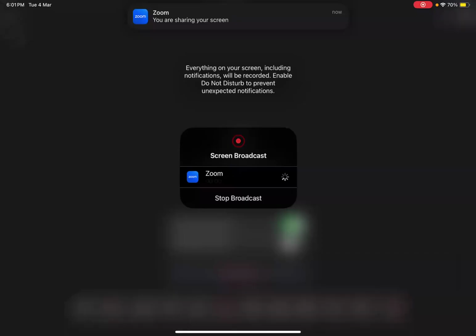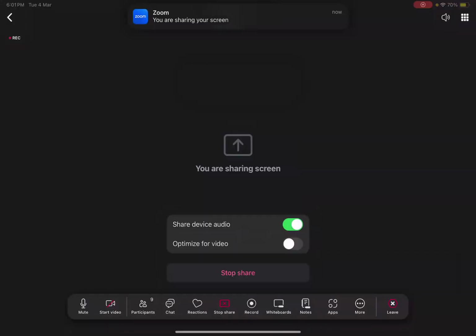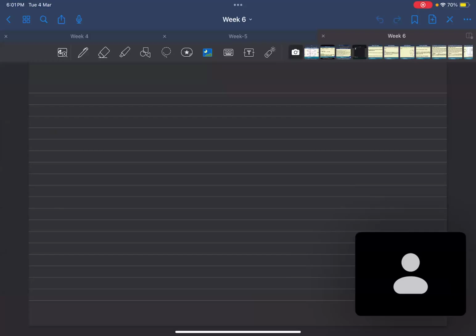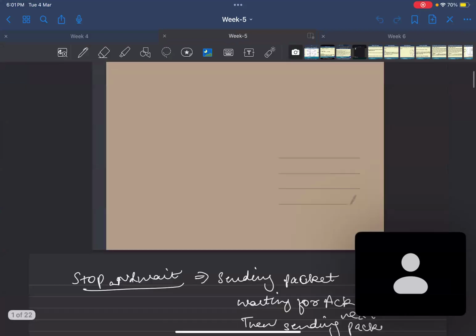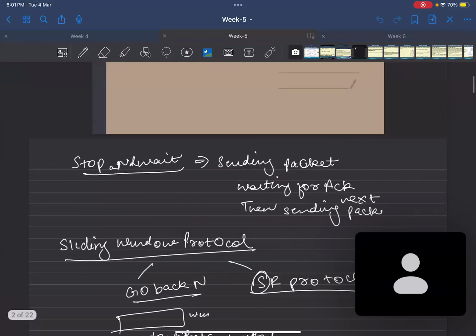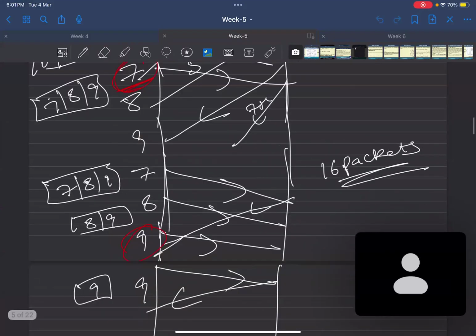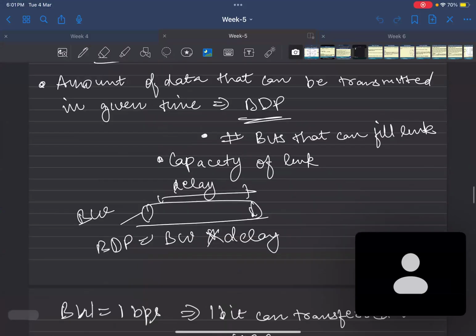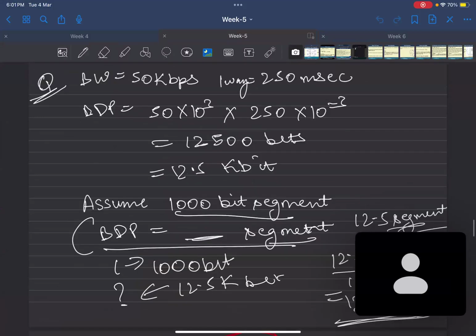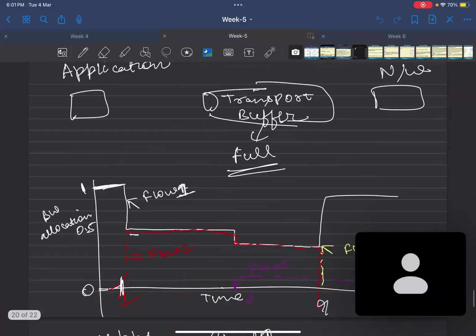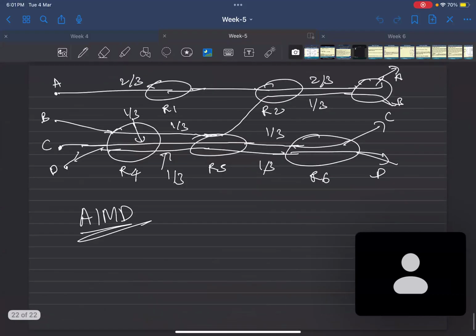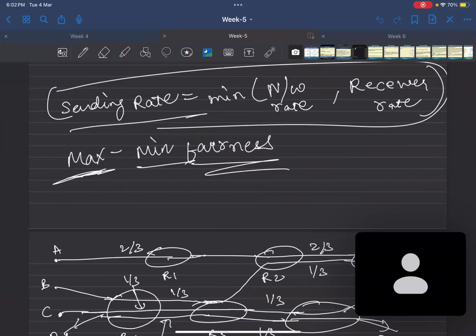Share my screen. Just a minute. Just an overview of what we have done in the last class. We were discussing the transport layer stop and wait and sliding window protocol. Then we went through the Go-Back-N and SR protocols, various questions, and then what is bandwidth delay product. That's what we have covered, and also congestion control, maximum fairness, sending rate, and all those things. Any doubts till now?